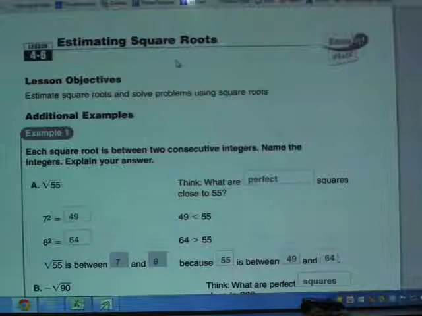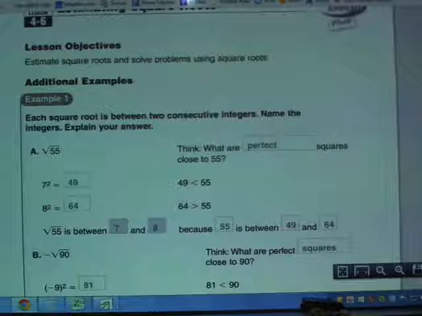So the first question here says each square root is between two consecutive integers, and we are supposed to name those integers and then explain our answer. So what we want to do first, before we start talking about where these numbers fit, is write down some of those perfect squares, because what's really important is where these numbers fall in between.